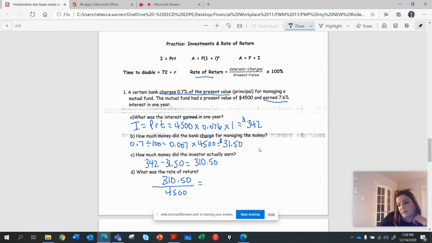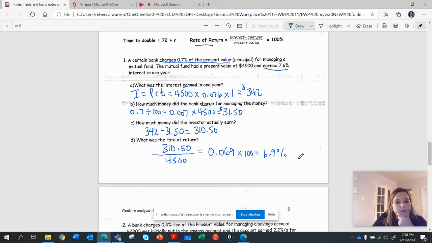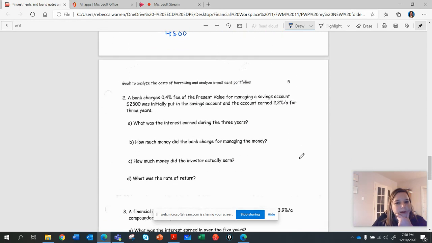So 310.50 divided by 4,500, and you get 0.069. Which of course we want, like it says here, times by 100, we want it as a percent, so 6.9%. Okay, so that's one example. The next one, I don't think I'll go through it all with you because it is another simple interest example. So I think I'll just explain the process.